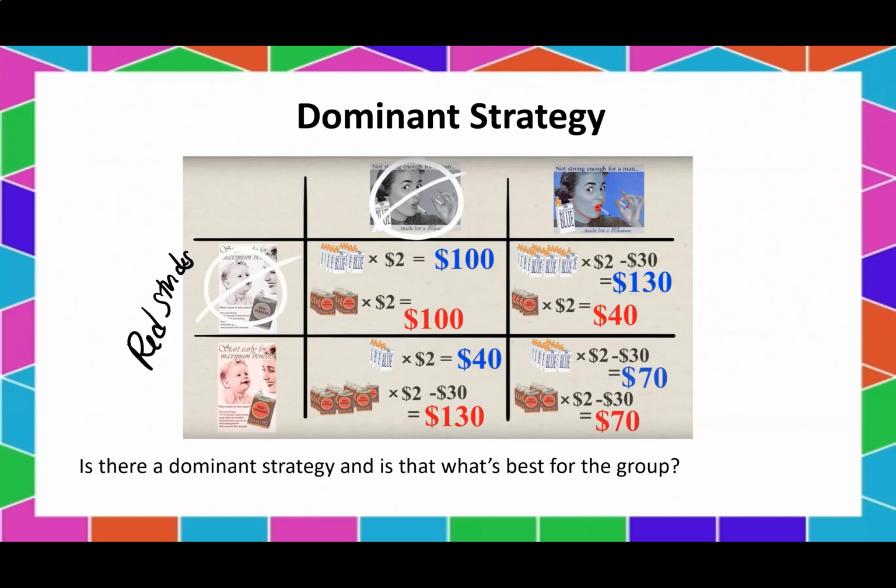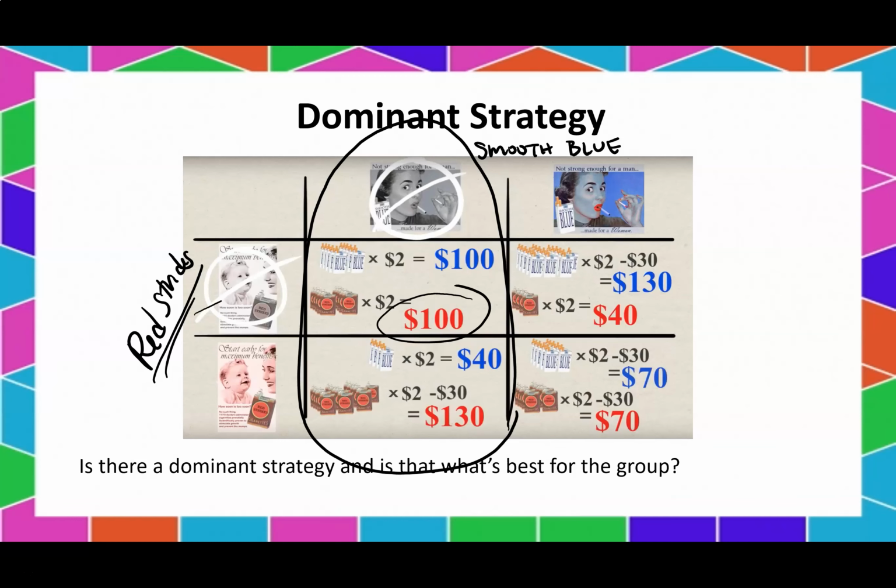And this is the Smooth Blue. All right, so let's go with Red Strides first. Let's say that we're trying to find the dominant strategy for Red Strides. Well, for Red Strides, let's say that Smooth Blue decides to not advertise. What's better for Red Strides, to either not advertise, that's what that cross means there, or to advertise? Well, clearly 130 is better, so Red Strides would prefer to advertise if Smooth Blue chose to not advertise.